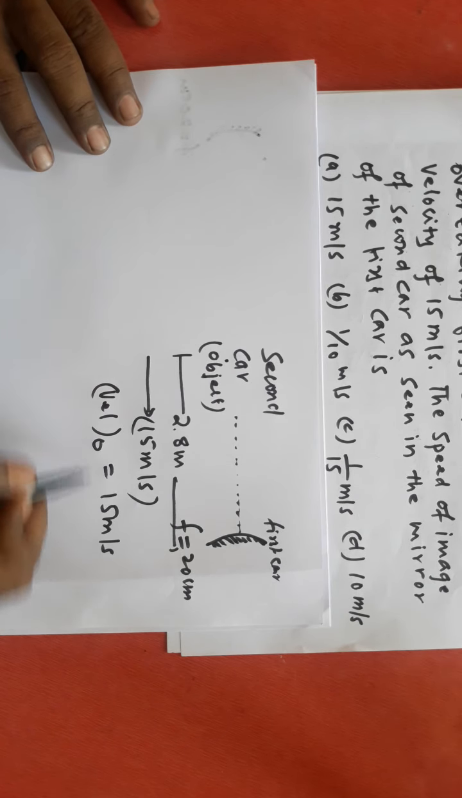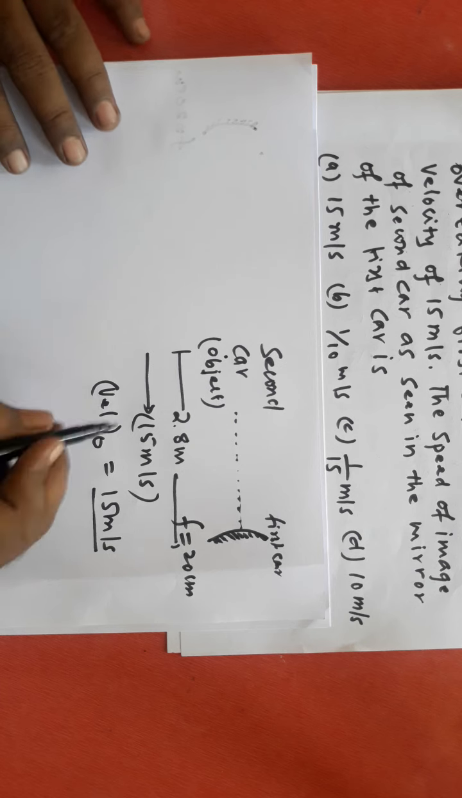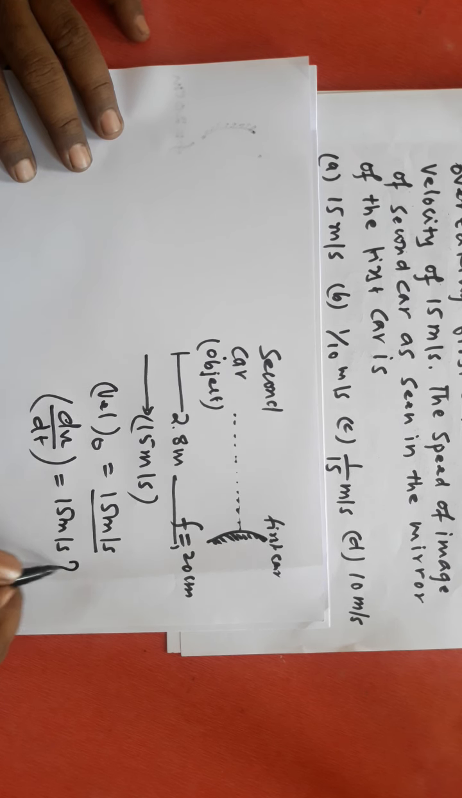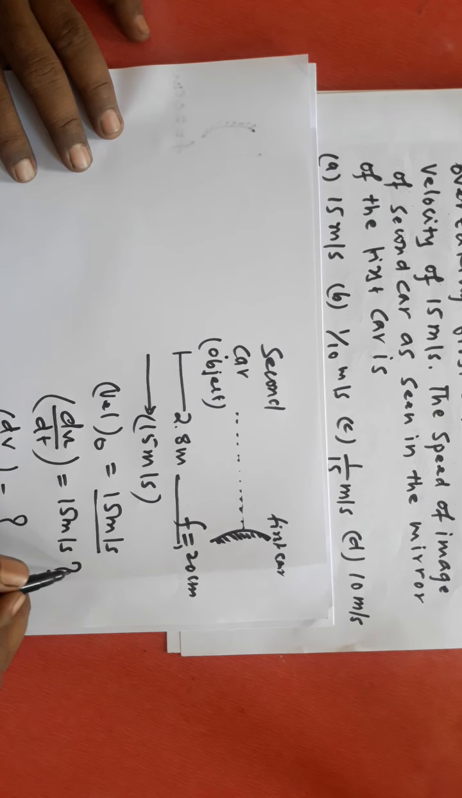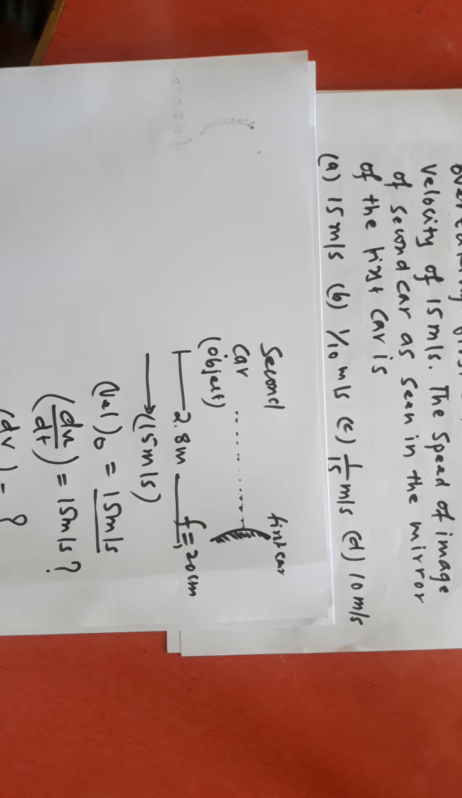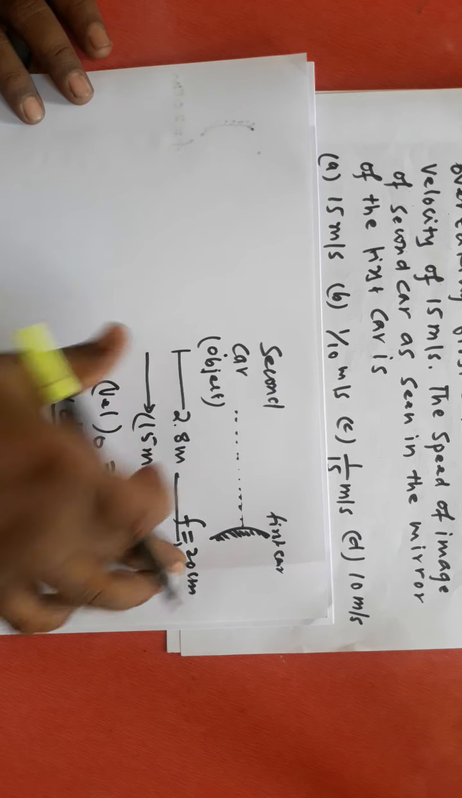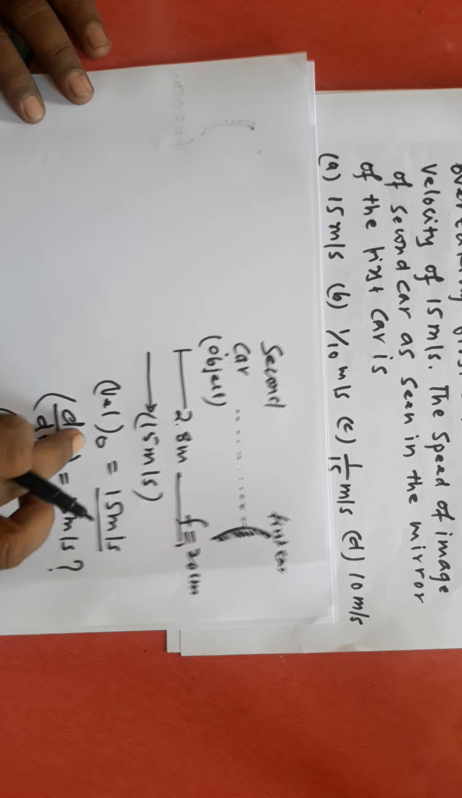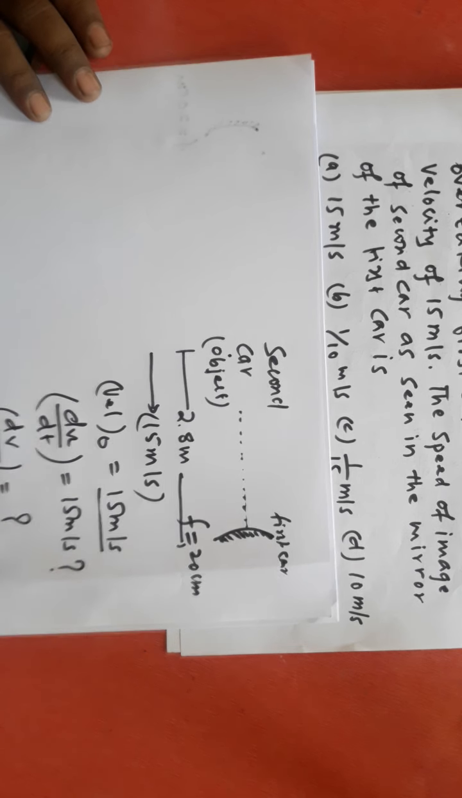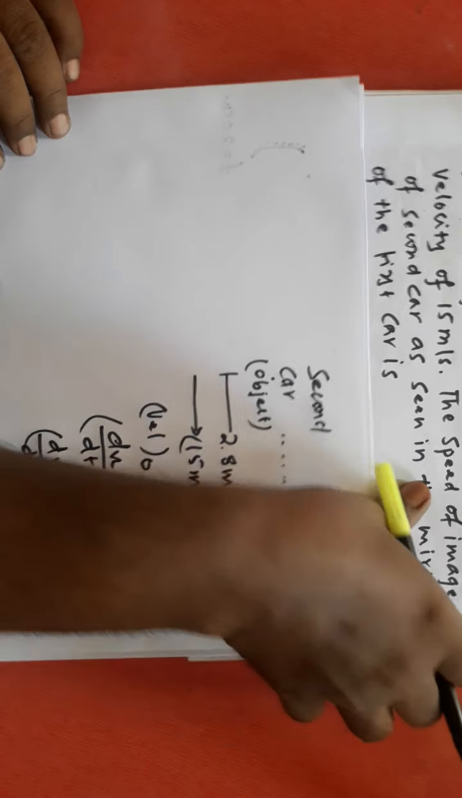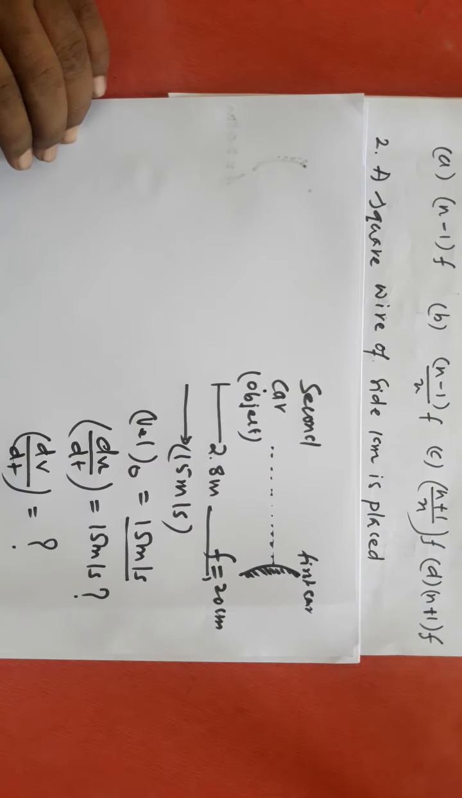If the speed of the object is 15 meter per second, that means du by dt is equal to 15 meter per second. Then what will be the speed of the image, dv by dt, equal to how much? Understood the question? The second car will become the object for him. Object distance is 2.8 meter. The velocity of the object is 15 meter per second. What is the velocity of the image they are asking? Here we have to use which equation? You might have understood the equation that we need to use.